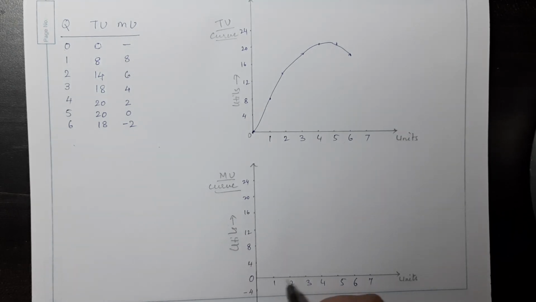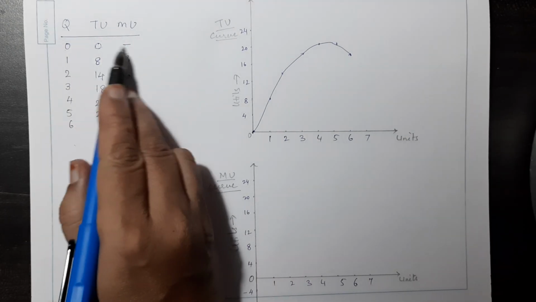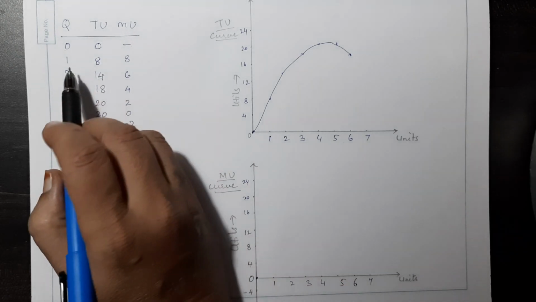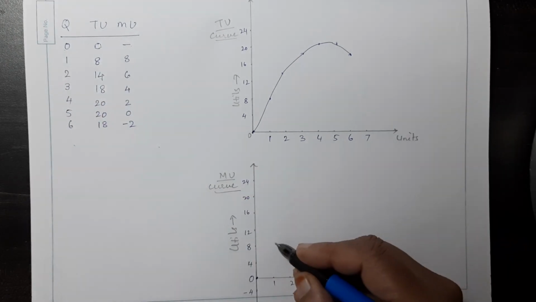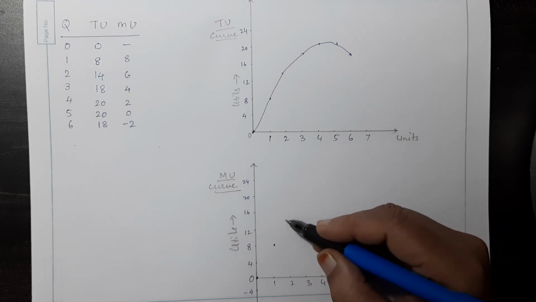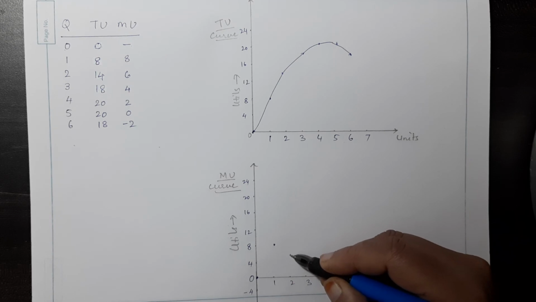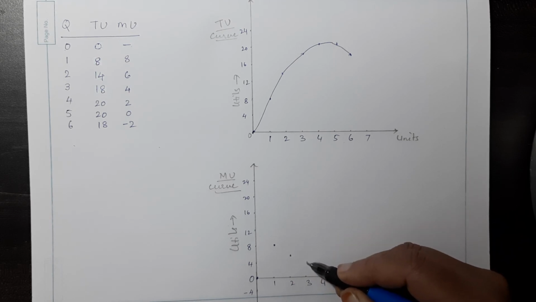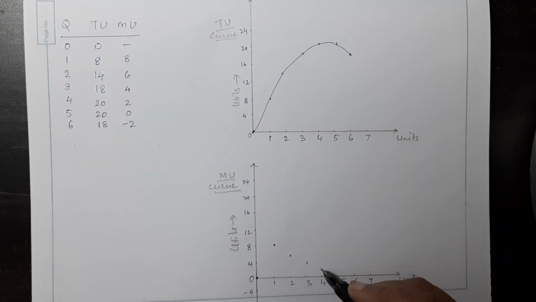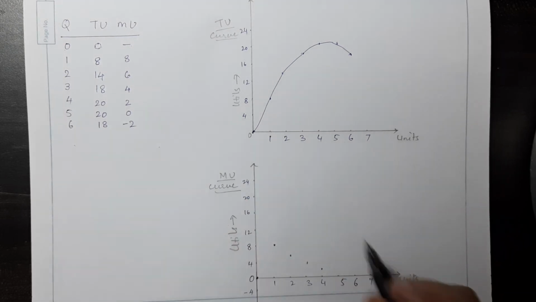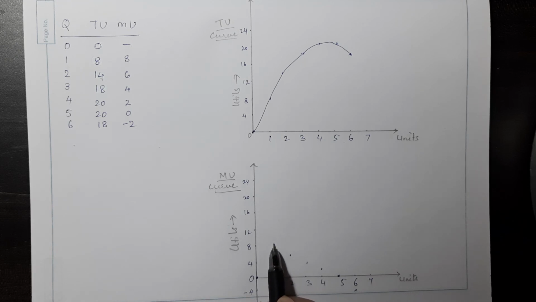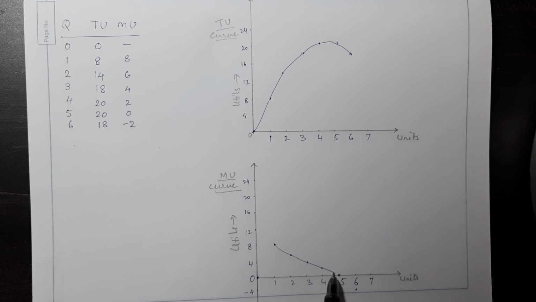Now for marginal utility, for 0 it is nothing, so again we'll start with 0. Then for 1 it is 8. So for 1 unit it is 8 utils. 2 units it is 6 utils. So 6 is somewhere here down. Then third one is 4. And fourth one is 2. So 2 is somewhere here. And then fifth unit it is 0. And sixth unit it is minus 2. So going to be somewhere down there. Okay. So if we join all these points, we get that it is falling down.